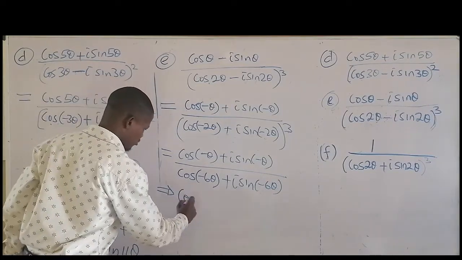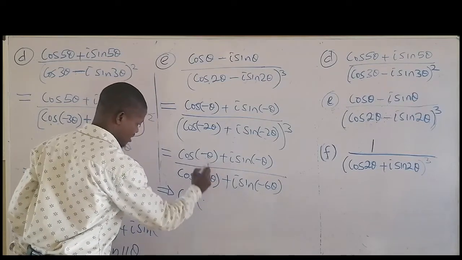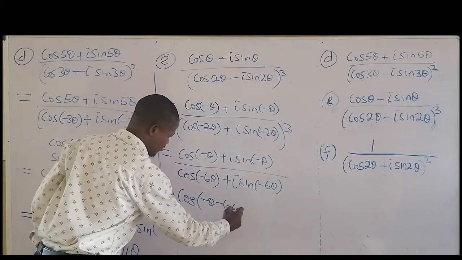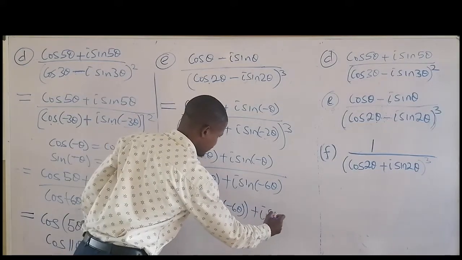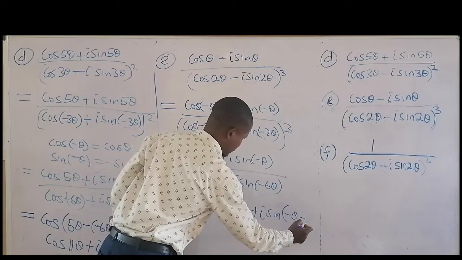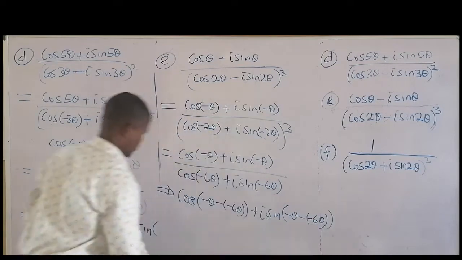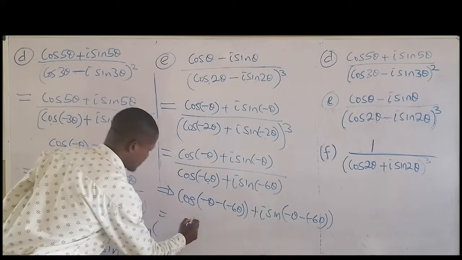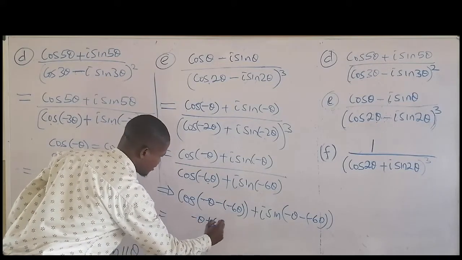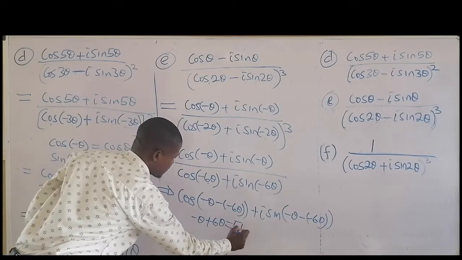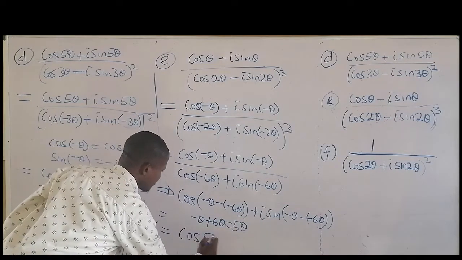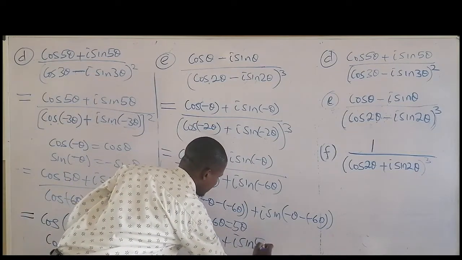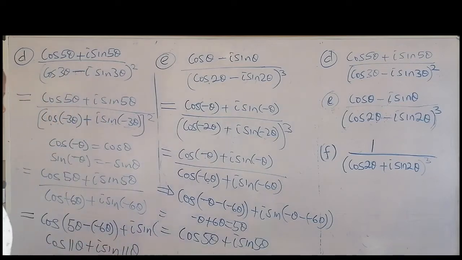This will be cos of theta 1 minus theta 2. Theta 1 is minus theta, theta 2 is minus 6 theta, plus i sine of minus theta minus, minus 6 theta. So then we have minus minus, that's plus. So we have minus theta plus 6 theta, which is 5 theta. So that will be cos 5 theta plus i sine 5 theta. So that's that on that question.